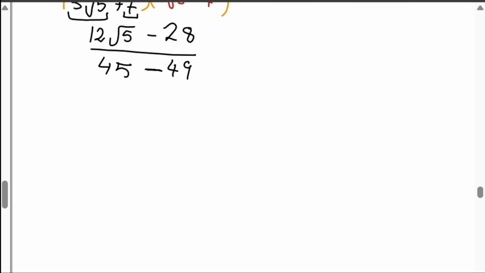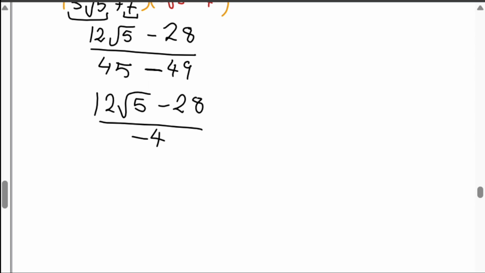Now let's simplify. 12 root 5 minus 28, we can't do anything. We'll just leave it like that for now. Divided by 45 minus 49 is negative 4. Then, have you noticed we can divide everything by 4? Yes, we can. Let's divide everything by negative 4, so we get rid of the denominator. So 12 divided by negative 4 is negative 3 root 5. And negative 28 divided by negative 4 is plus 7.